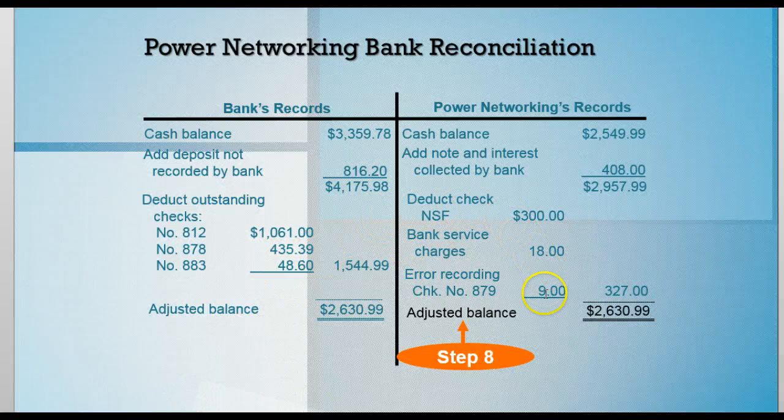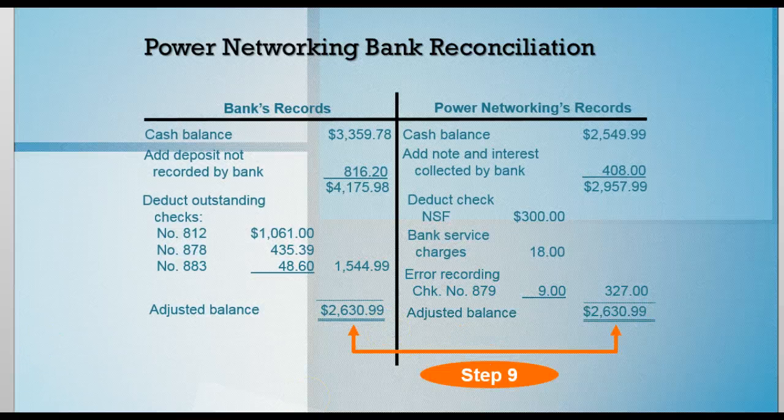Now you can see these are all of our deductions. There was the $300 check that was returned. There was the $18 service fee, and there was the error that we had in the check. So that's got to be deducted. And lo and behold, after making those adjustments, these two balance. And this is what it means to reconcile your bank account.